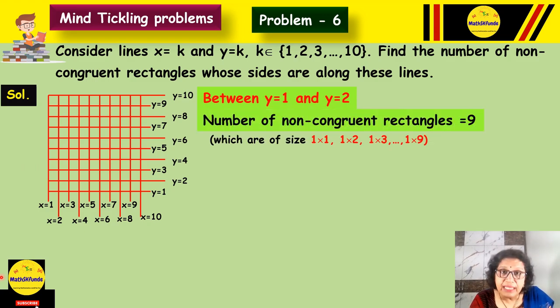So between lines y equal to 1 and y equal to 2, how many rectangles are you expecting, which are the non-congruent ones? Starting from 1 by 1 up to 1 by 9. 1 by 9 would be this size. This would be formed by lines x equal to 1, x equal to 10 and y equal to 1, y equal to 2. It means this big rectangle that would finally be formed would be of the size 1 by 9. So how many such rectangles are you expecting?